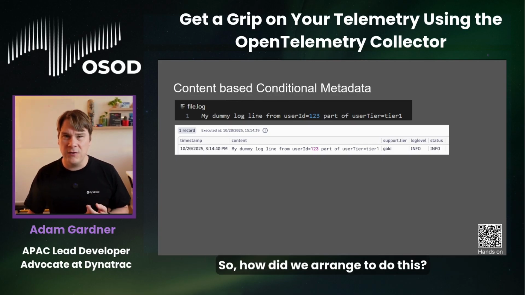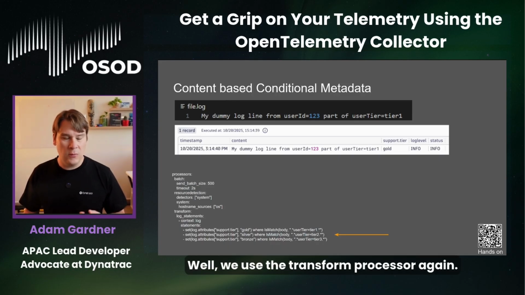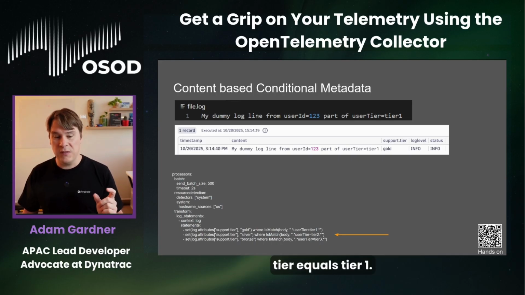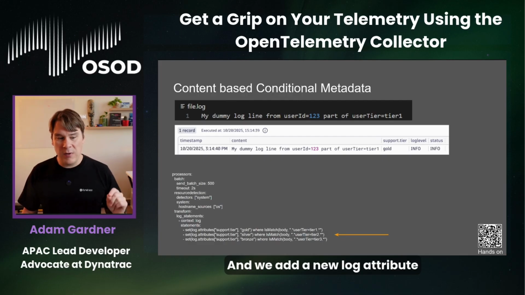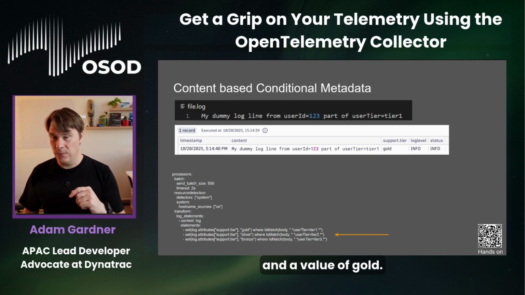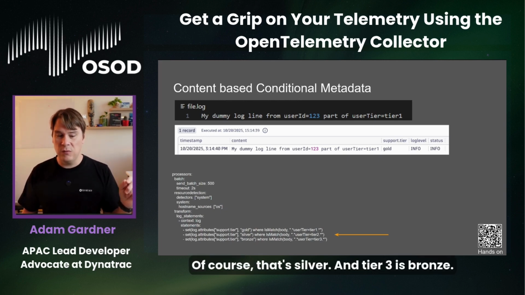So how did we arrange to do this? Well, we use the transform processor again. This time we look for a literal string of user tier equals tier 1 anywhere in the log line, and we add a new log attribute with a key of support.tier and a value of gold. We do the same thing for tier 2, of course that's silver, and tier 3 is bronze.